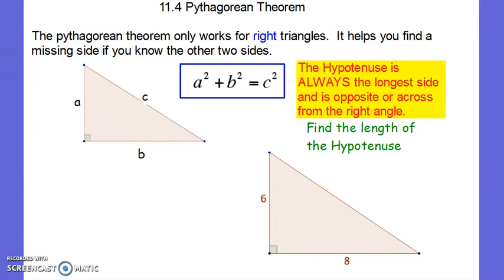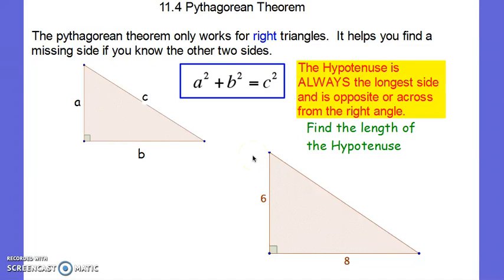So the Pythagorean theorem is given to you in the middle of the screen here. It's a squared plus b squared equals c squared. The hypotenuse is always the longest side. It's always the c in the formula a squared plus b squared equals c squared. So if we take that triangle that we have at the lower right here, 6 and 8 are the legs. They're going to be our A and our B.